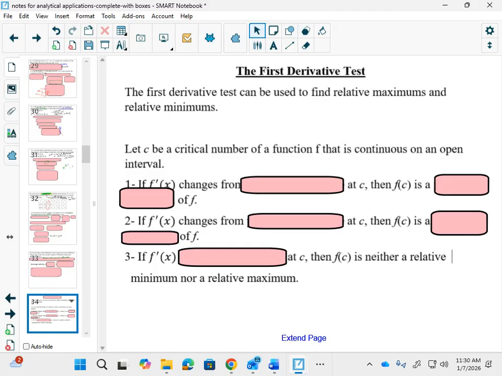So now we're going to formally look at what we did informally at the beginning, which was curve sketching. And the first formal thing we're going to look at is the first derivative test, which tells us where maximums and minimums can happen. Okay? So, let C be a critical number. Critical numbers are where either the derivative is 0 or the derivative doesn't exist. Those are two possibilities on a function that is continuous.